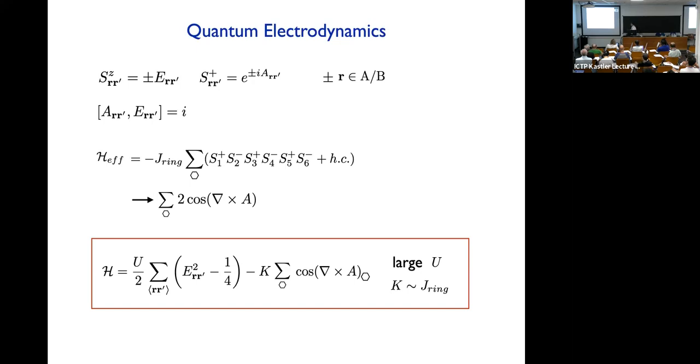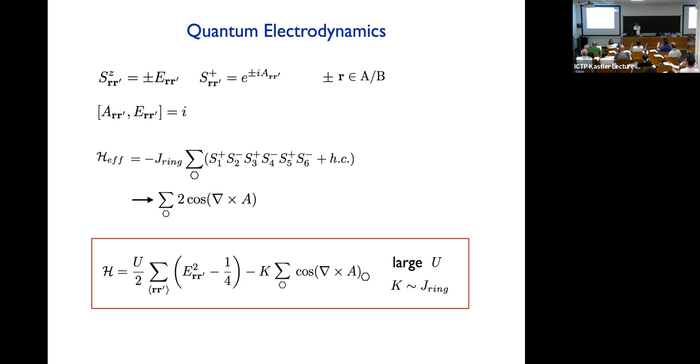In fact, this ring exchange term maps to a cosine of the curl of A on the lattice. So the lattice Hamiltonian looks like that. I have an electric field squared, and then there's a cosine of the curl of A. And if this theory has a deconfined phase, then I can expand my cosine and it becomes the curl of A squared. So then I naturally get the E squared plus B squared Hamiltonian, and that is precisely the usual electrodynamics that we know of. So this is the way that the U(1) rank-one gauge theory can emerge in a real material.